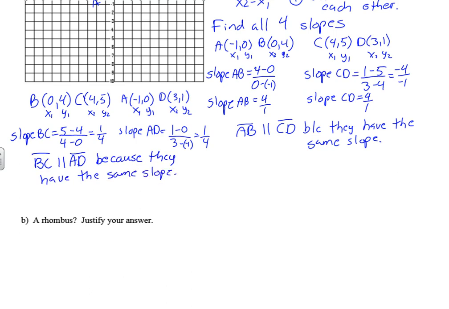Now, what does that mean about the parallelogram? So our final conclusion here is therefore ABCD is a parallelogram. Why? Because both pairs of opposite sides are parallel.